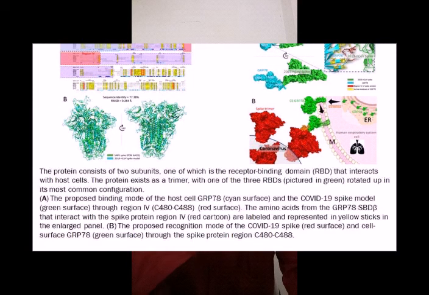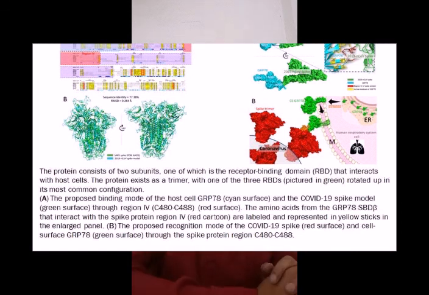If I were to look at this, it has two subunits, and the functional subunit as far as attachment is concerned is labeled as the RBD unit, or the receptor binding site. Now, when I look at these sites, the point where they attach to the ACE enzyme site on the cell membrane has been labeled as a GRP78 site, and this virus attaches in more than one way.